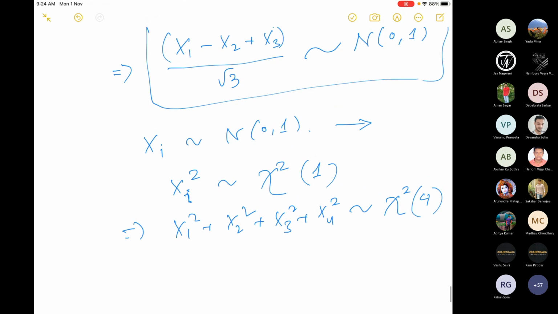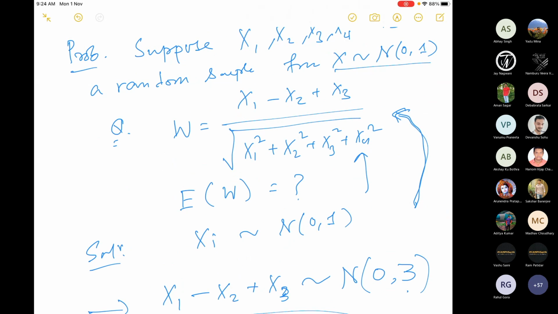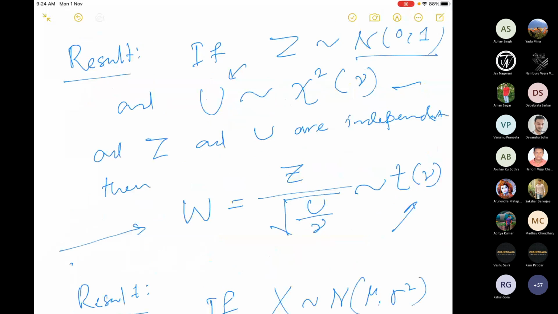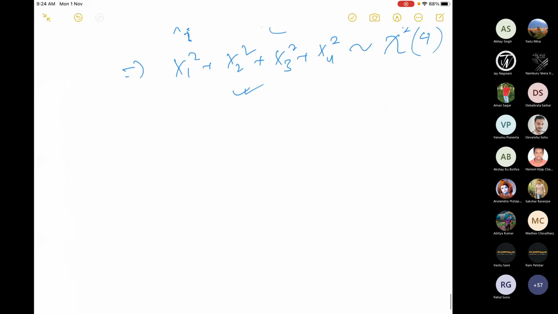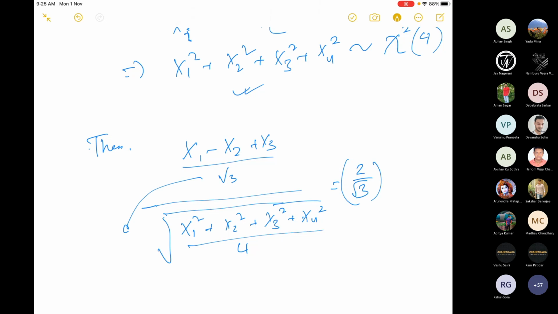Then we have this chi-square 4, and with this we have a normal. The desired one is the ratio of these two, which you have already seen here. So this implies that x1 minus x2 plus x3 by root 3, which is standard normal, divided by the square root of x1 square plus x2 square plus x3 square plus x4 square divided by n, which is 4. So this is 2 by root 3, the root will come down here. This is a t distribution, right? This will be some w, which is t of 4.